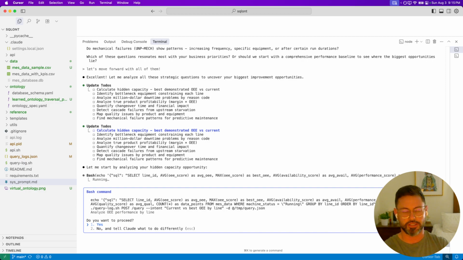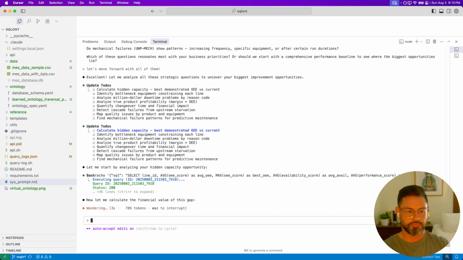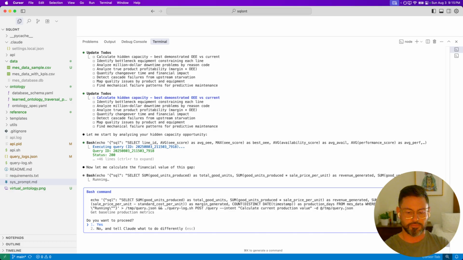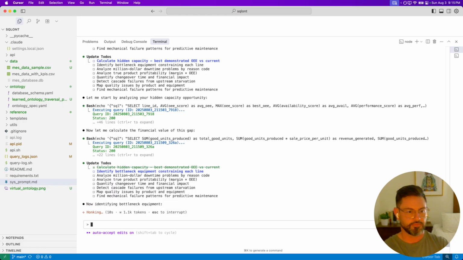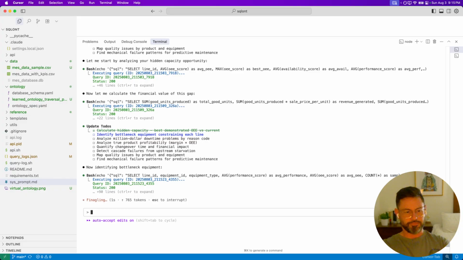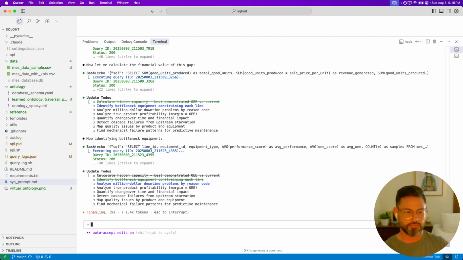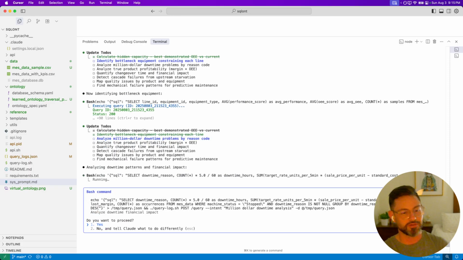All right, so you can see it's already generating SQL. Let's see what happens. Presumptuous, saying it's a $1 million downtime problem.